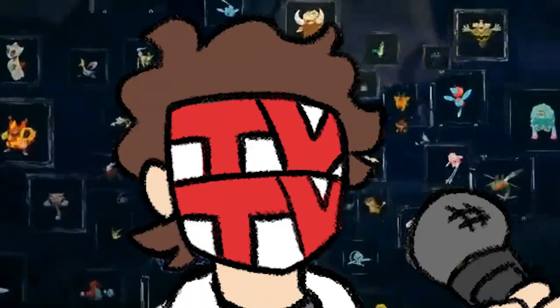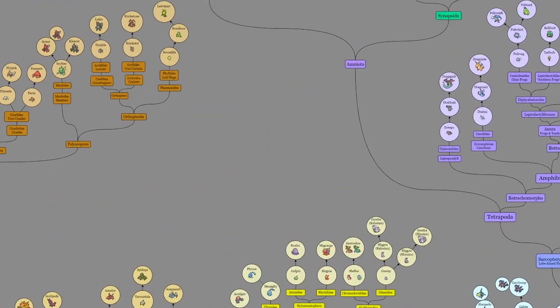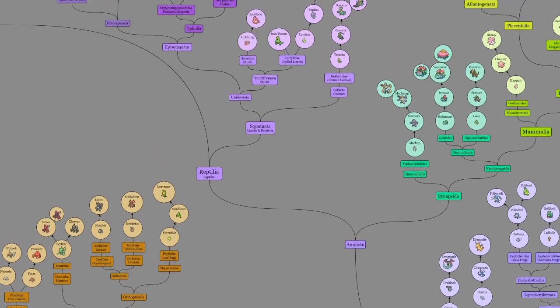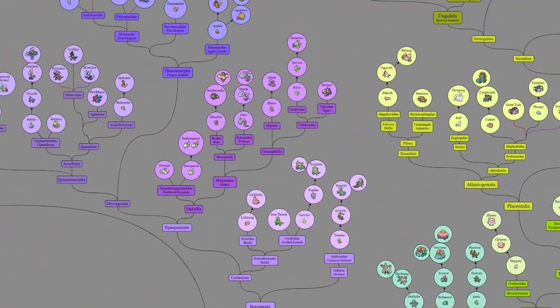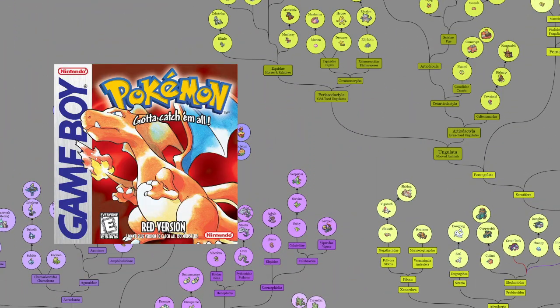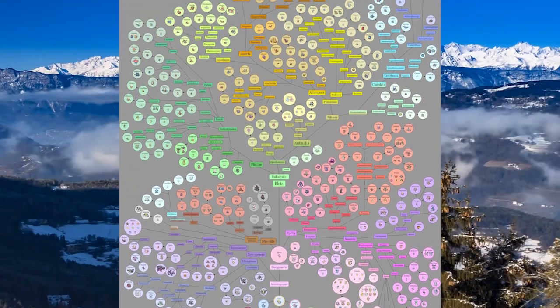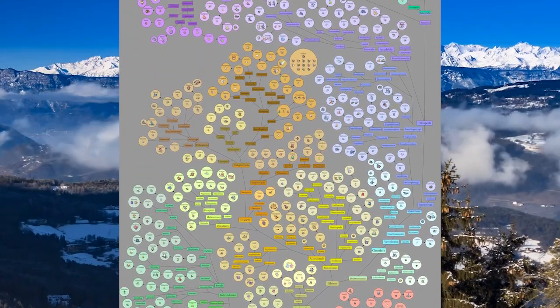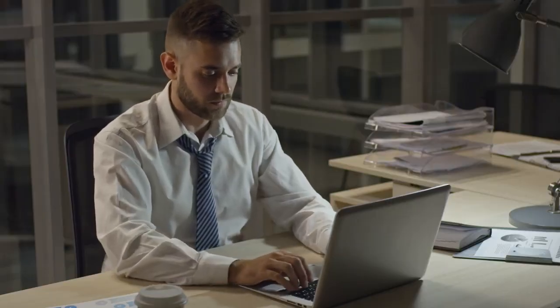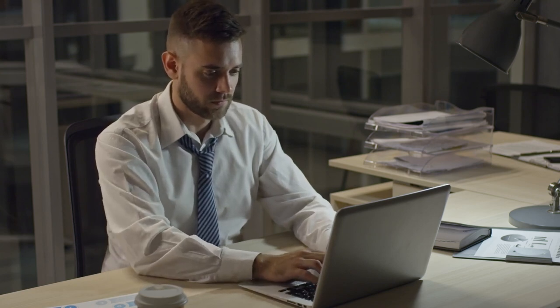I say yes. Since 2020, I have been making my own version of a Pokemon phylogenetic tree of life that contains every known Pokemon, from Red and Blue all the way up to Scarlet and Violet. I posted a version of this chart to the Pokemon subreddit back in 2021, and it did pretty well. However, since my brief time in the Reddit spotlight, I have been working tirelessly to create a version of the tree that is even better than the one before.